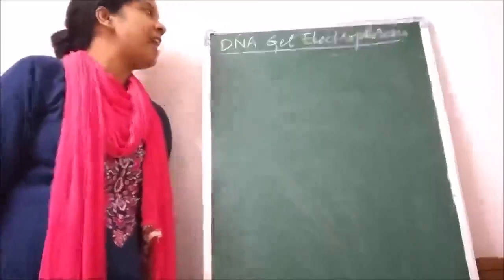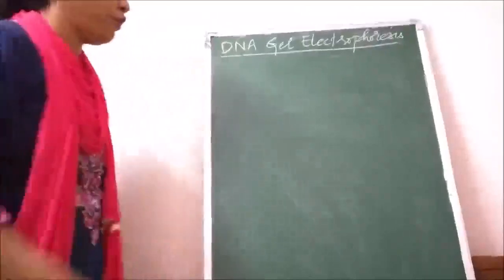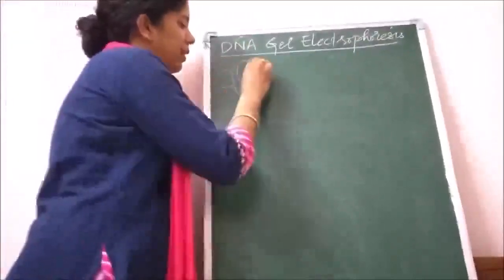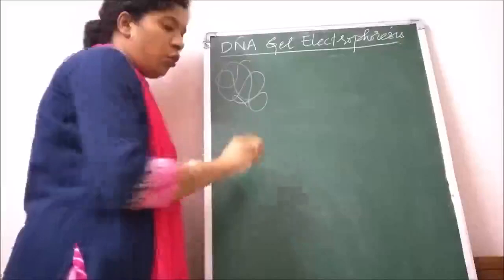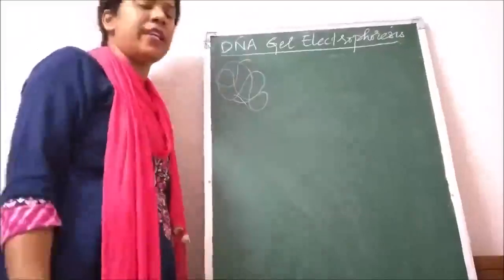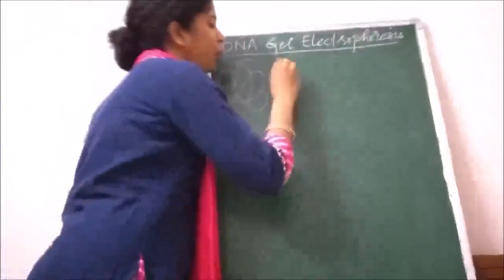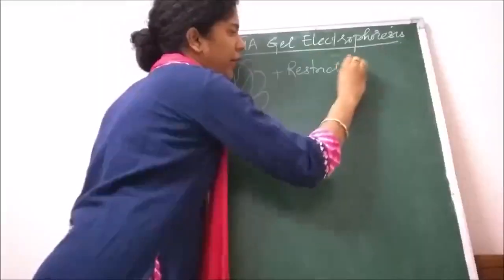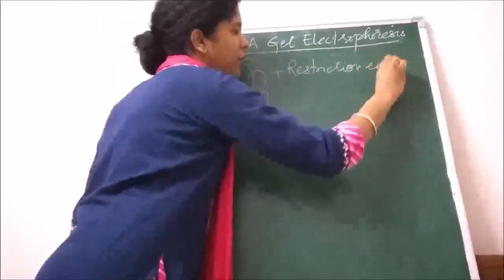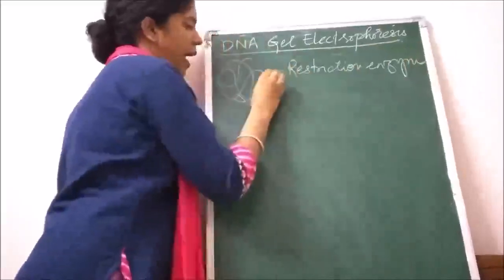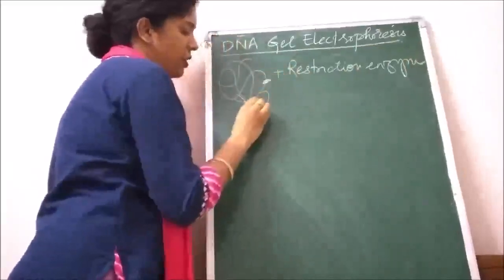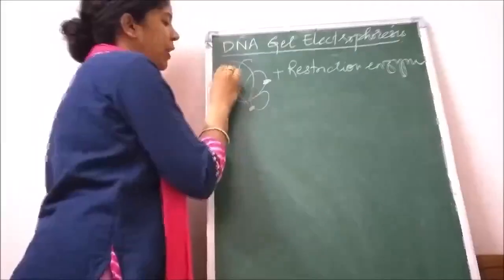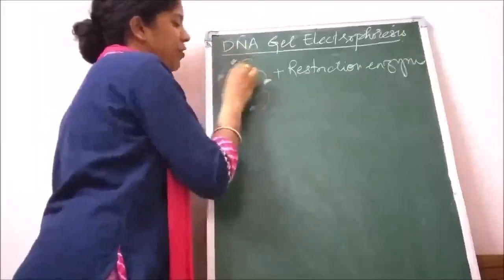Now let us understand the technique of DNA gel electrophoresis. For example, this is the DNA which we have to clone, or for which we have to do various other applications. We are going to digest it with the restriction enzyme. We are going to treat this particular DNA with restriction enzyme, and the restriction enzyme is going to cut the DNA at its specific restriction site. For example, this particular DNA has these many restriction sites.